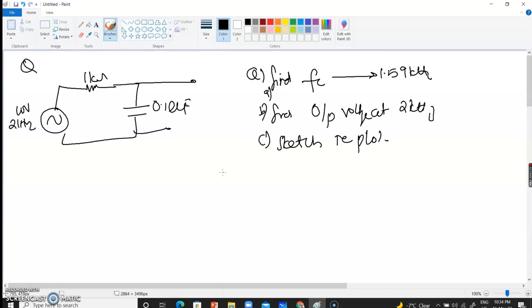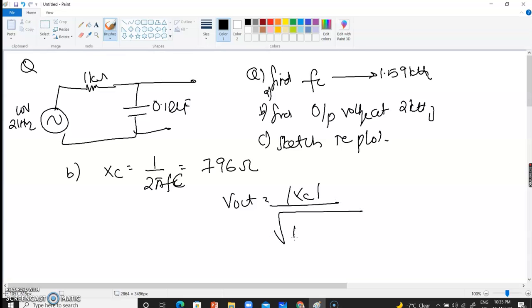Let's try to solve for part B. Part B says find the output voltage at 2 kilohertz, right? So for part B, I would first need to figure out my XC. My XC is 1 over 2 pi F C, which is when I put in the frequency of 2000 or 2 kilohertz and multiply that with the capacitance of 0.1 microfarads, I get an answer of 796 ohms, right? As you know, XC and R are vector quantities, so your Vout equation would be the magnitude of XC divided by the root of R squared plus XC squared, right?